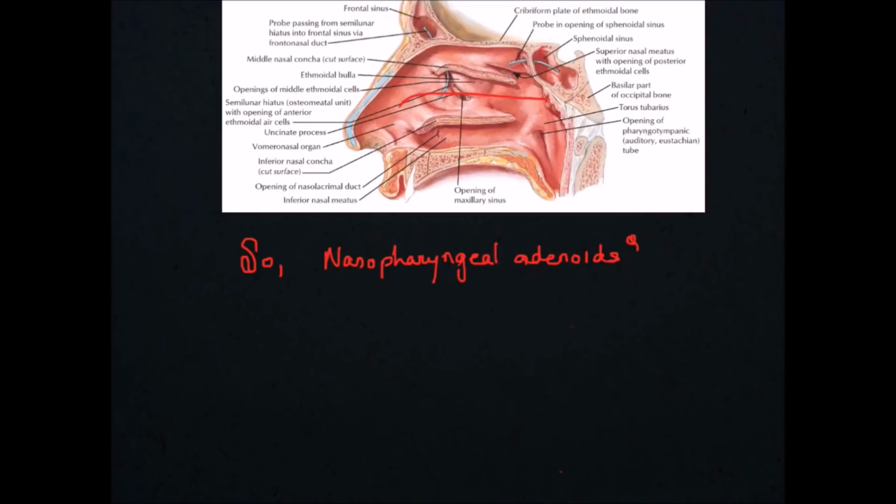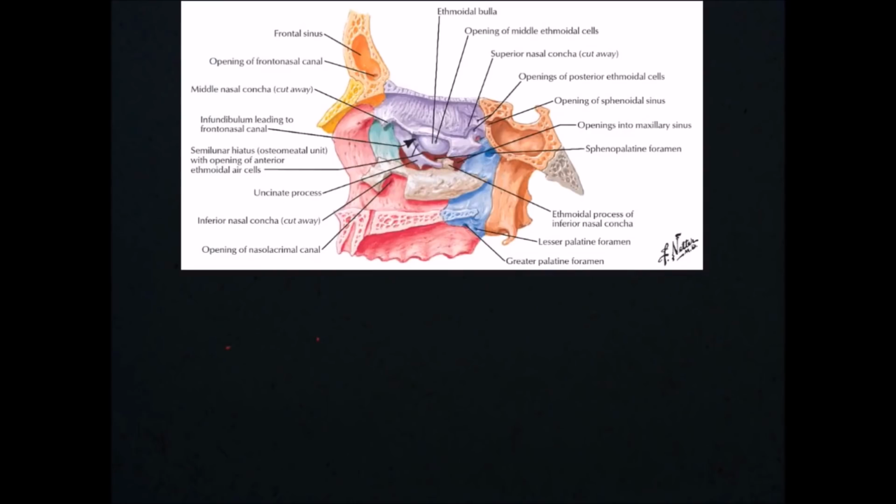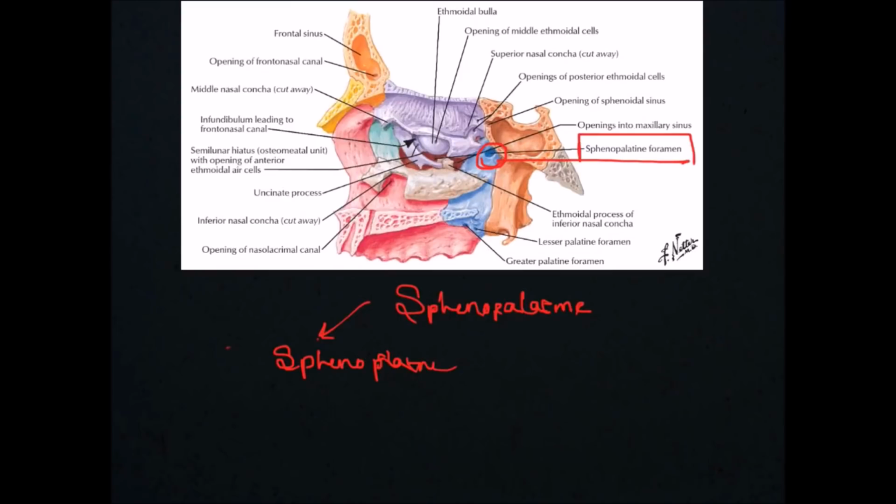One more very important structure which is related to the middle meatus, or just on the lateral wall, is an opening or a foramen which is known as the sphenopalatine foramen. So what is the importance of the sphenopalatine foramen? Through the sphenopalatine foramen there is entry of an artery named the sphenopalatine artery. It is the main artery of the nasal cavity.